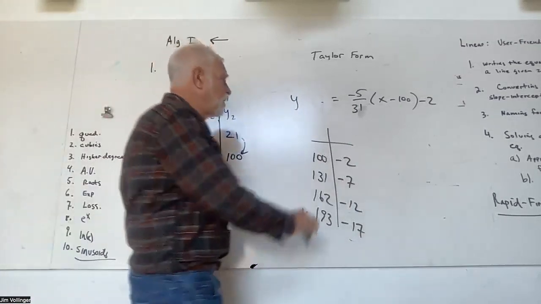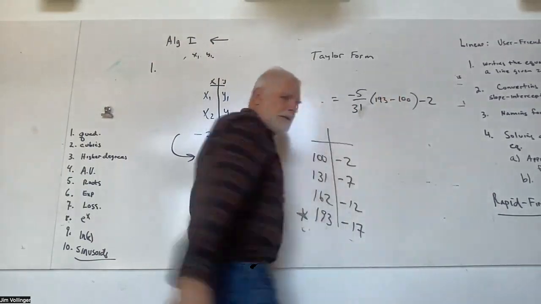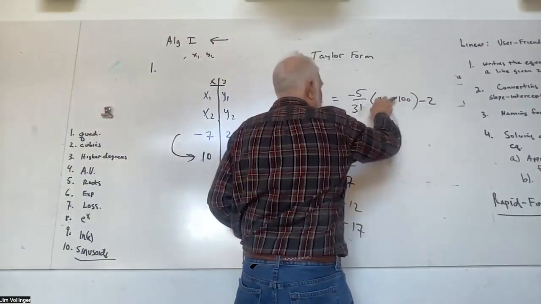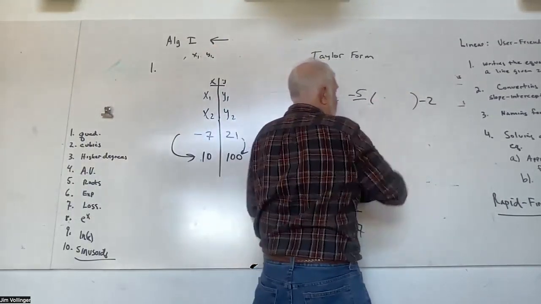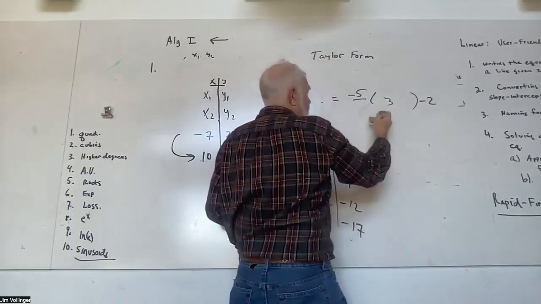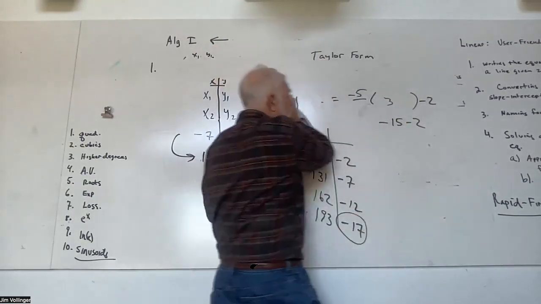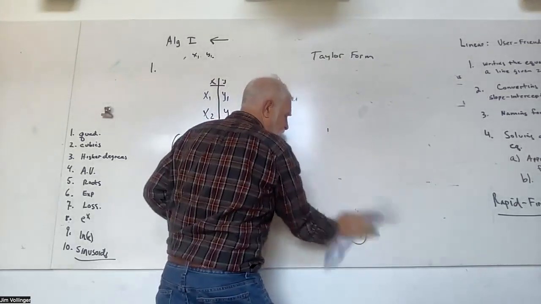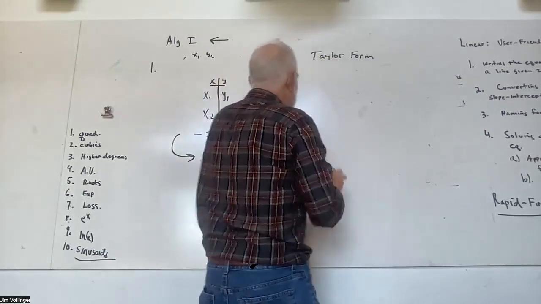All right, let's plug in 193. Let's do the math. 193 minus 100. Oh boy, 93. 31 goes into 93 3 times. 3 times minus 5, minus 15, minus 2, minus 17, move on. All right, so we named 4 points, converted to slope intercept. Solving a linear equation. All right, well, let's take it.